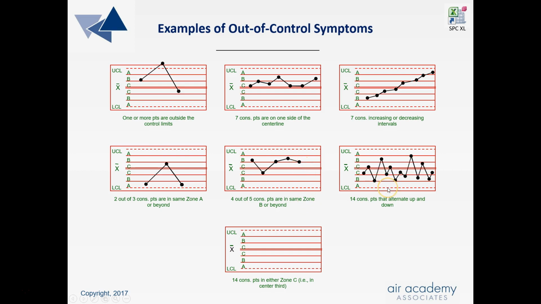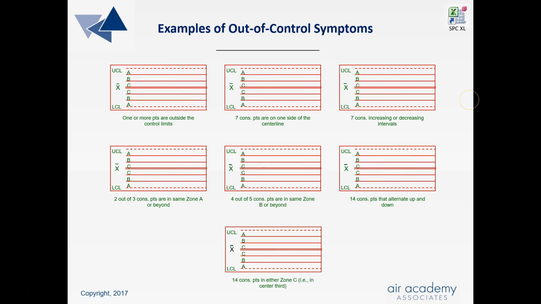14 consecutive points that alternate up and down. And in this case, this is the last of the 7, and you have too many data points in the center of the distribution, where in the first 6, the data seems to be too far away from the center line. So all of these symptoms have a probability of less than 0.01 or 1% of happening by chance alone. And that's what makes them so powerful.